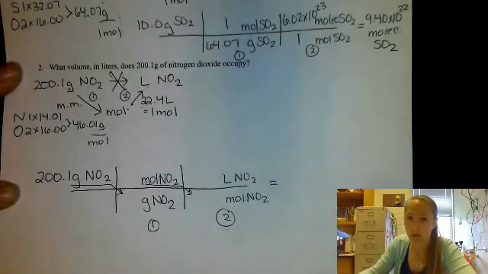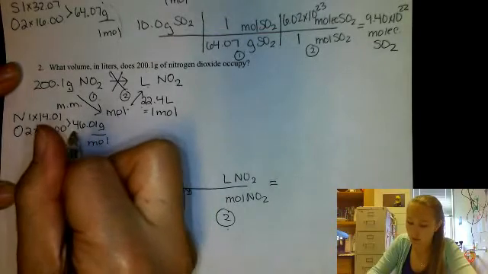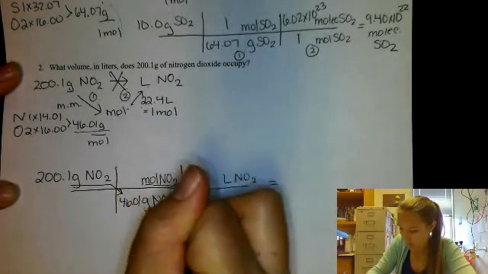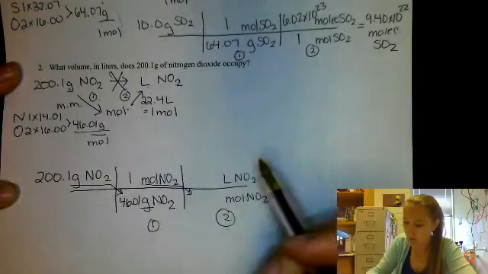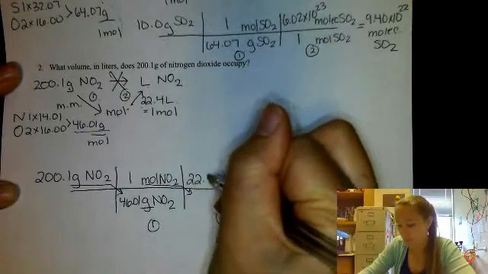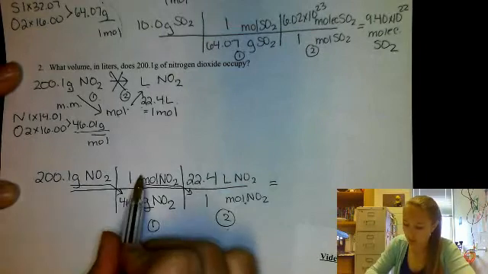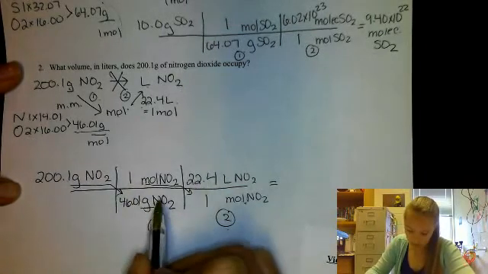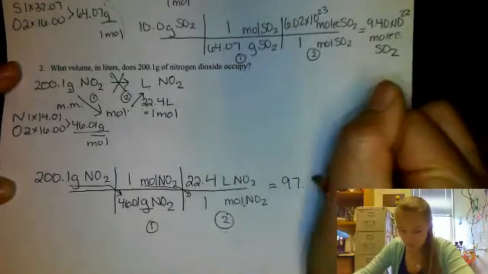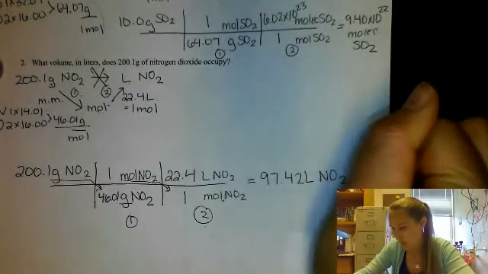And now I go back and plug in my conversion factors. So grams to moles, my molar mass, 46.01 grams, that matches my grams per 1 mole. And then 22.4 liters per 1 mole. 200.1 times 1 times 22.4 divided by 46.01 gives me 97.42 liters nitrogen dioxide.